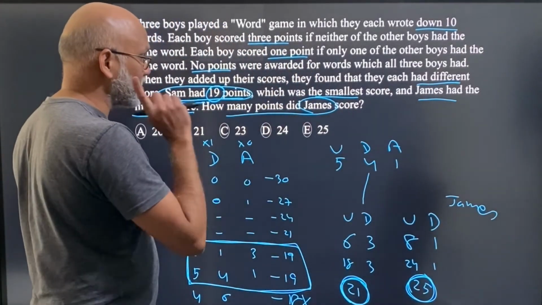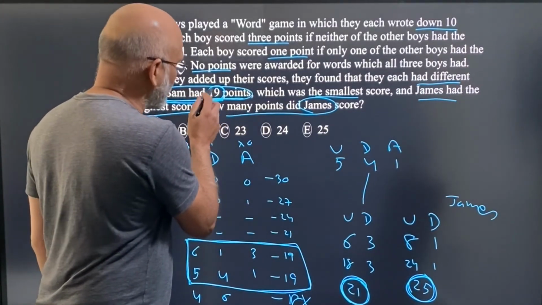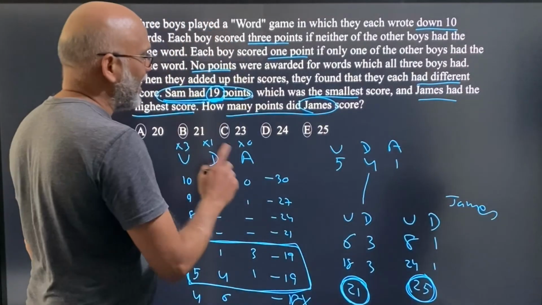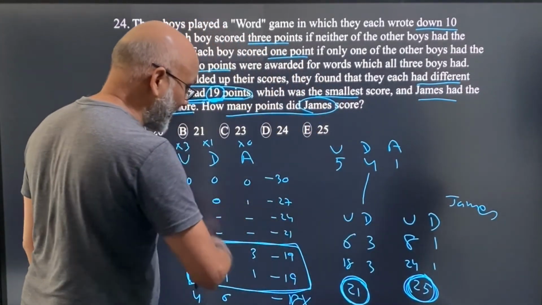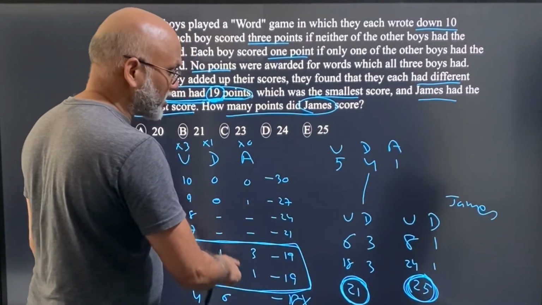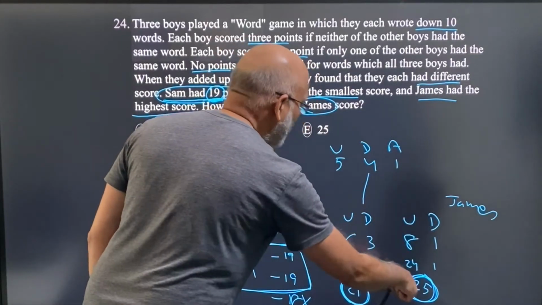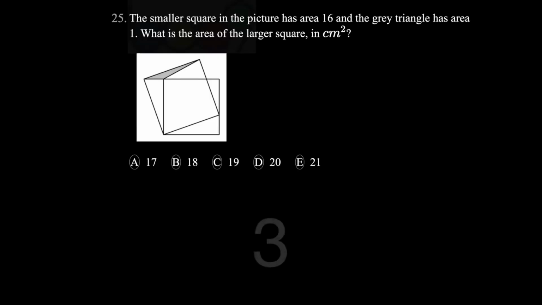They all had different points, so that condition is satisfied. Sam had the lowest, because 19 is the lowest among 19, 21, and 25, and James in this case is highest, and that must be 25, and that is the only option that is left actually, out of different possibilities, right? So James must have had 25 points, and he is the correct choice.